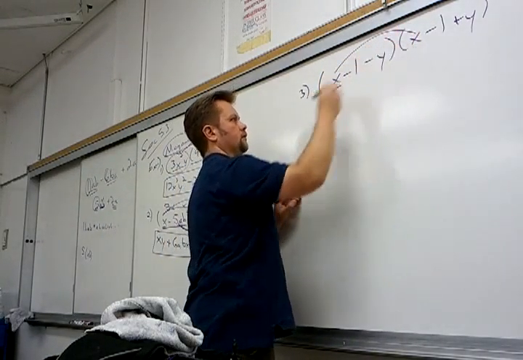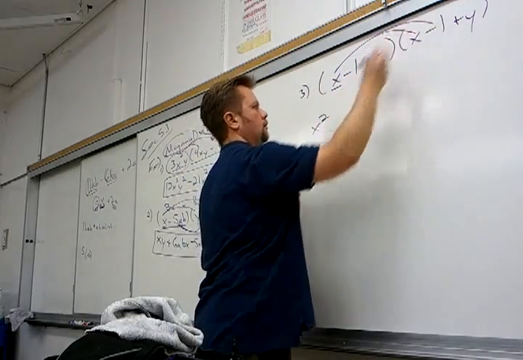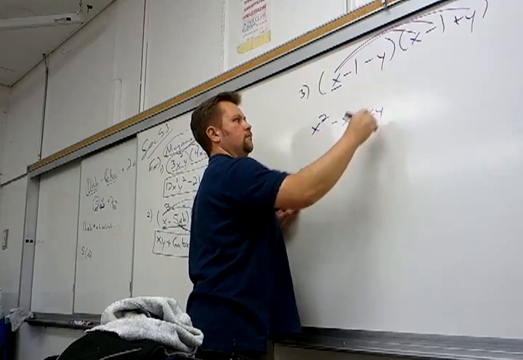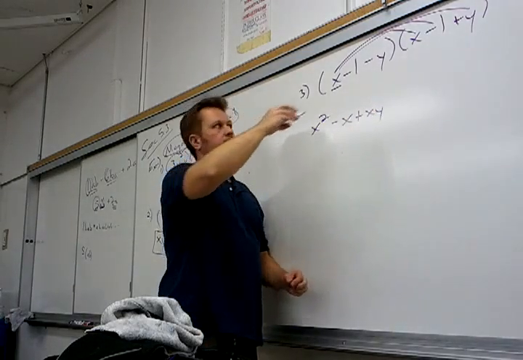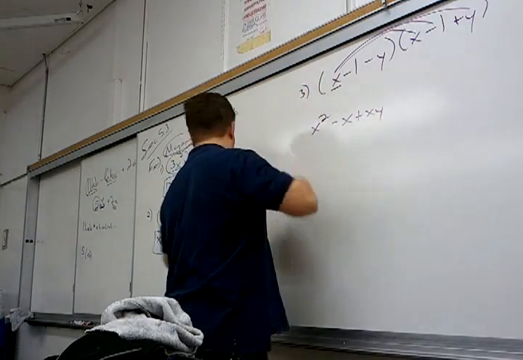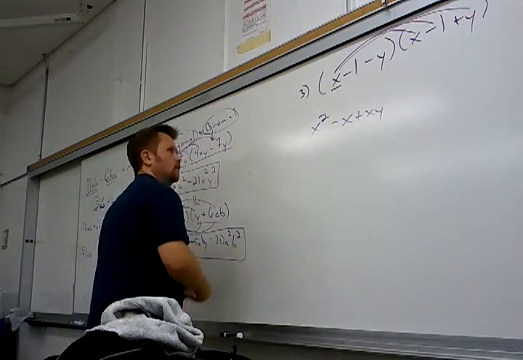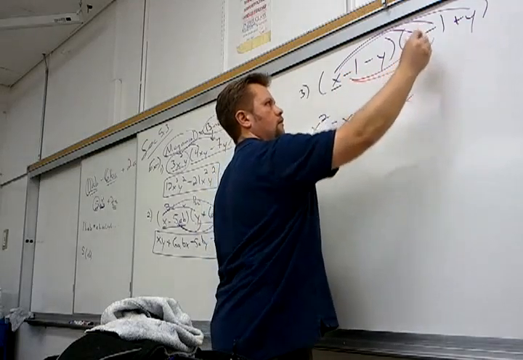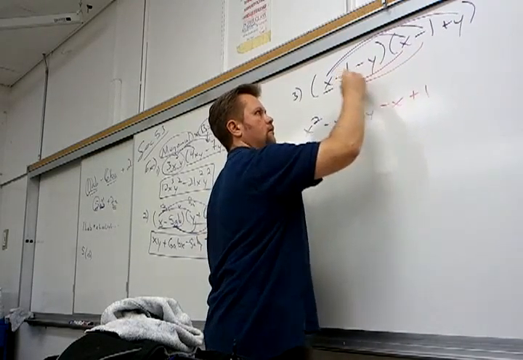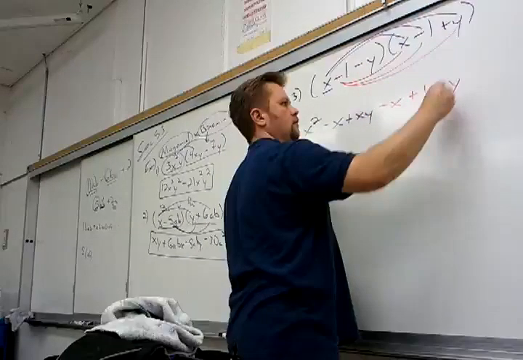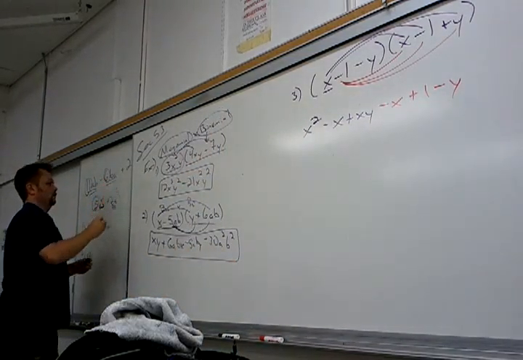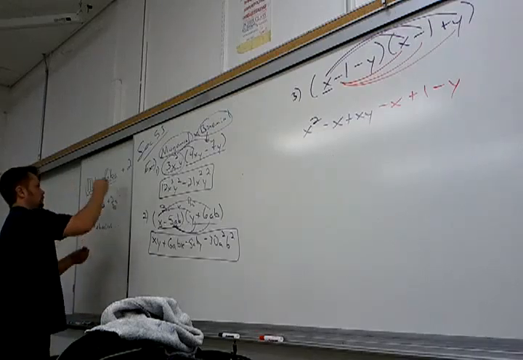So what do I get? x squared, minus x, xy. Now I gotta take the -1 through. Negative x, negative y. And then I gotta bring this through, don't I?